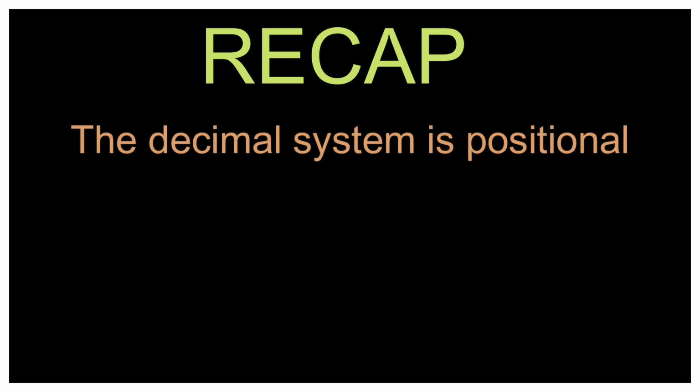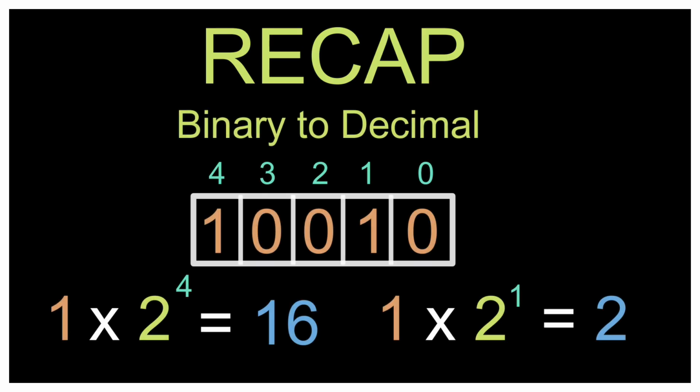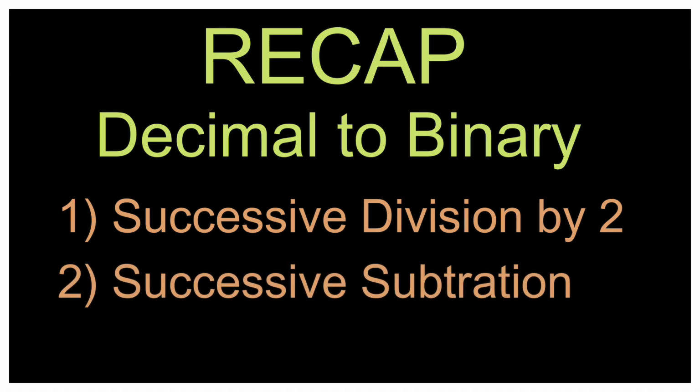Let's recap. The decimal system is positional. That means the value of each digit depends on its position. And the powers involved are powers of 10. The binary system works the same way. It is also positional. But here, instead of powers of 10, we use powers of 2. To convert from binary to decimal, we add up the powers of 2 that correspond to the ones. To convert from decimal to binary, we can use either the division method or the successive subtraction method.